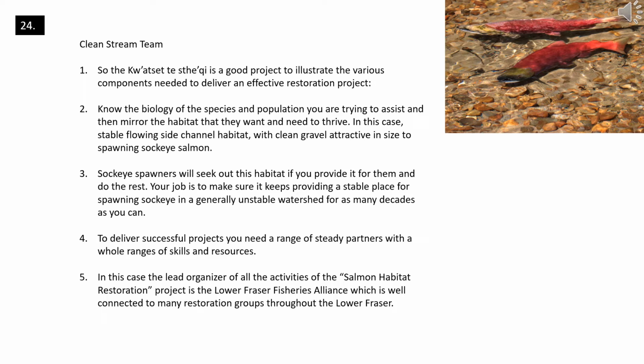So in this case, stable flowing side channel habitat or tributary habitat with clean gravel, attractive in size to spawning sockeye salmon. That was the recipe suggested from observations. So if you can provide that type of relatively rare habitat, it's clear the sockeye spawners will seek out this habitat if you provide it to them and do the rest. So your job is to make sure it keeps providing a stable place for spawning sockeye in this generally unstable watershed for as many decades as you can.